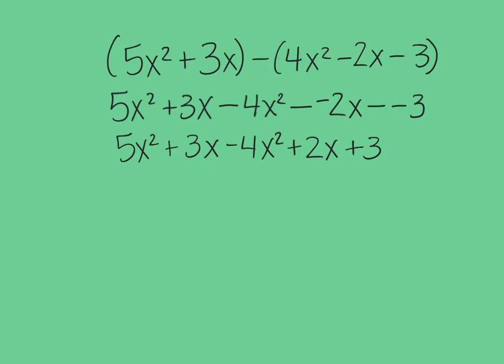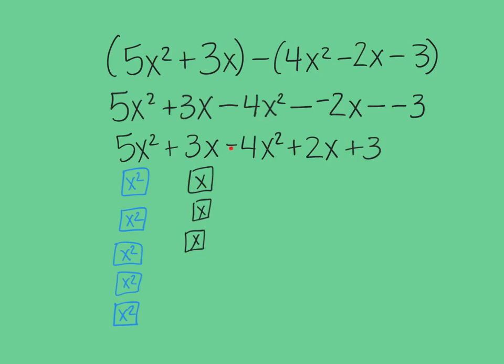Now I'm going to make my tiles. So first we have 5x squared. So I have 5 positive x squareds. So I'm going to make 5 tiles that have a positive x squared. Next we have a positive 3x. So I'm going to have 3 tiles that have a positive x.